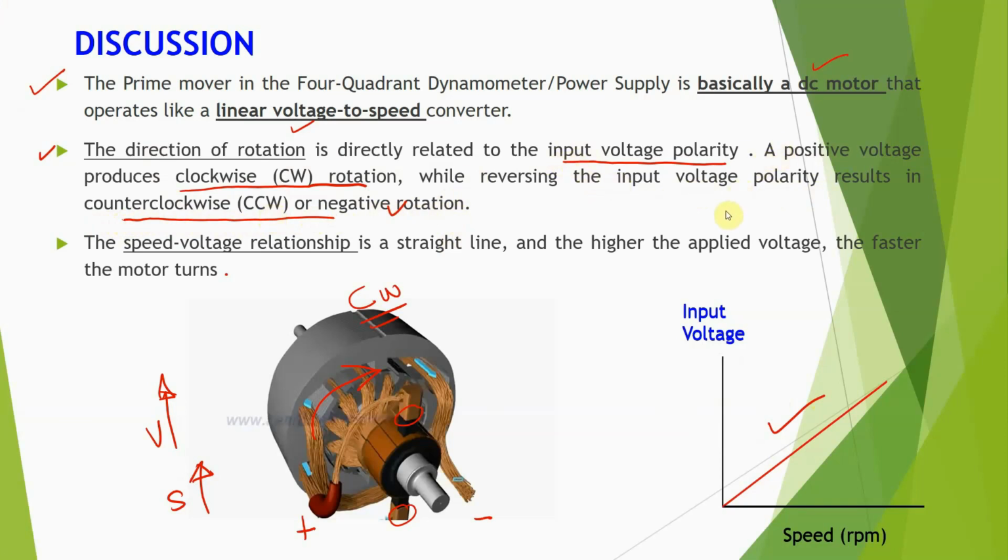Of course, also the speed versus voltage relationship is a straight line, and the higher the applied voltage, the faster the motor turns.